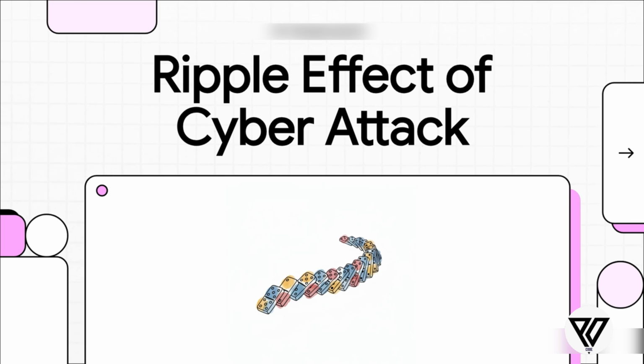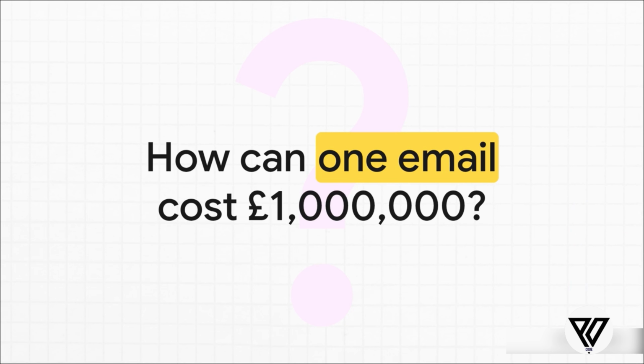Today, we're talking about the massive ripple effect of a single cyber attack and how one tiny mistake can set off a chain reaction with some truly devastating consequences. I mean, it sounds kind of crazy, doesn't it? But that's exactly what we're going to explore today. How one single failure in cybersecurity can have these huge, far-reaching consequences. And it all kicks off with a simple, deceptive email.